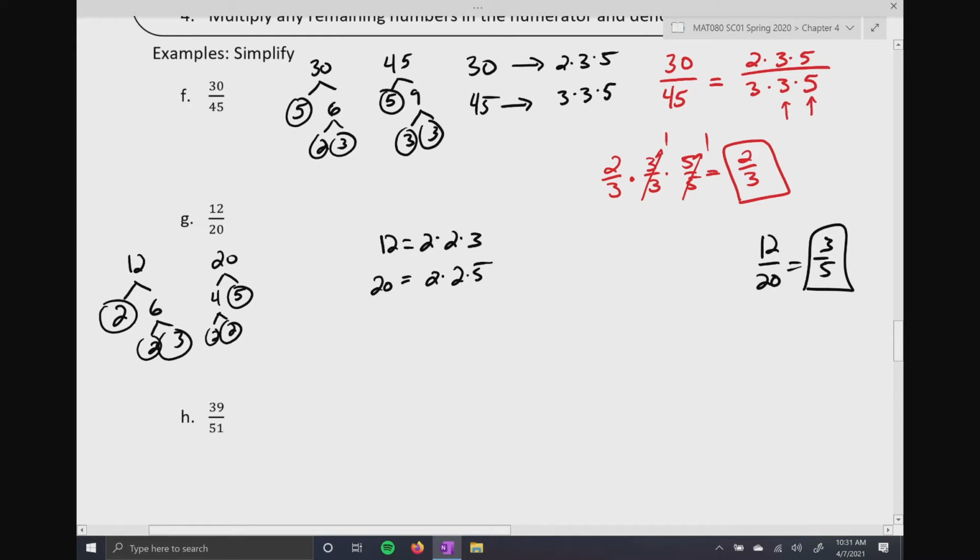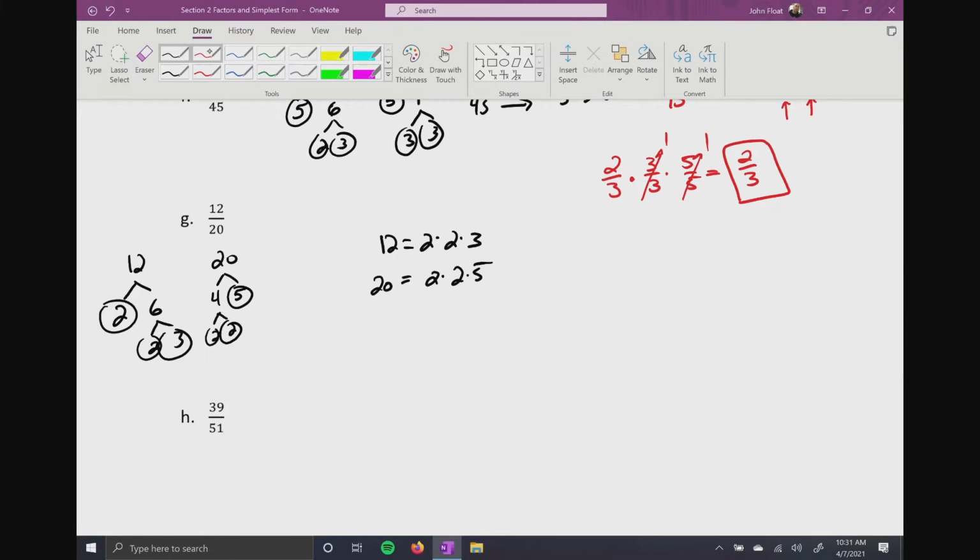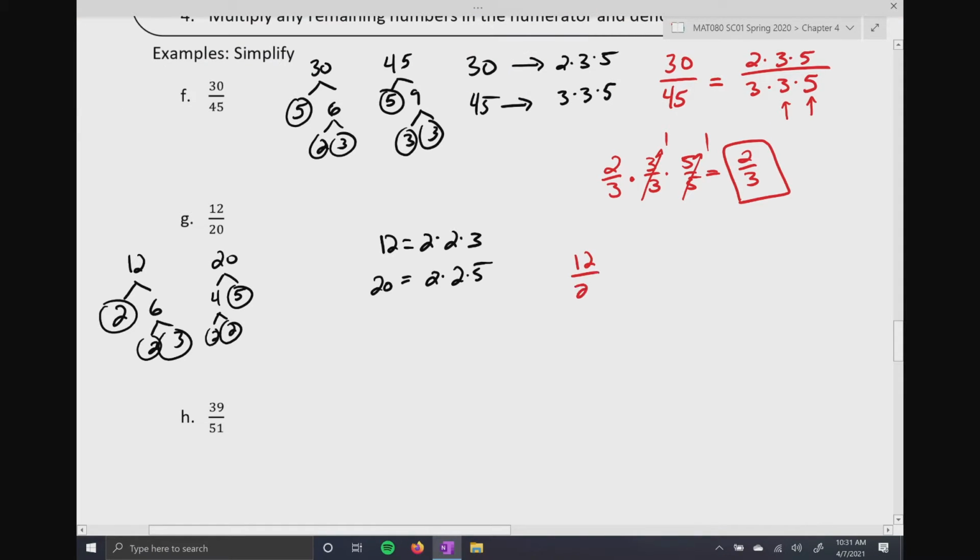So now when I go ahead and rewrite this fraction, let me write it in red. I can see here in this big box 2 over 2 and 2 over 2. So that whole thing is going to equal 1. Is that correct, everybody? All right.